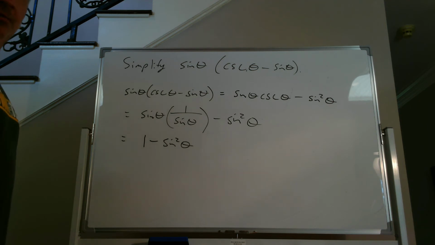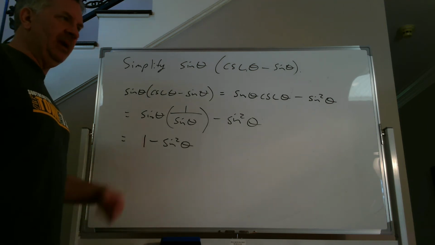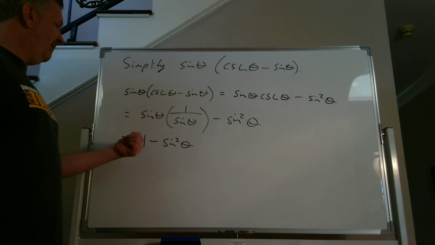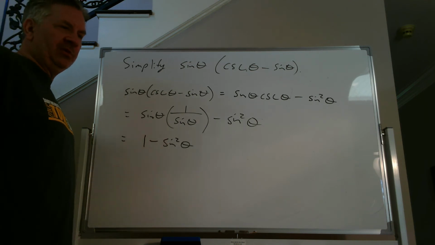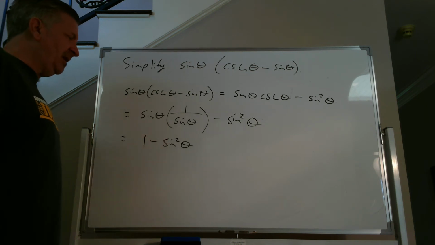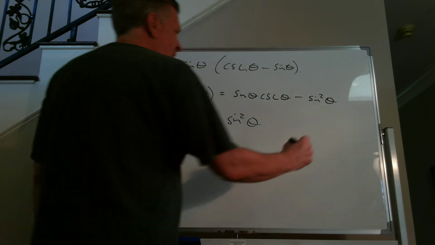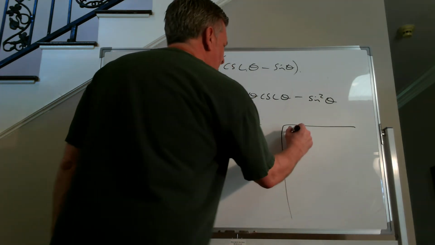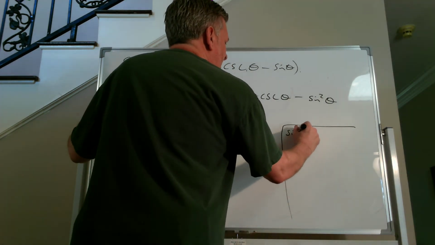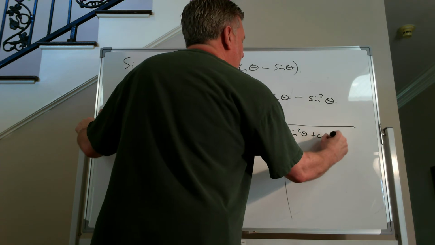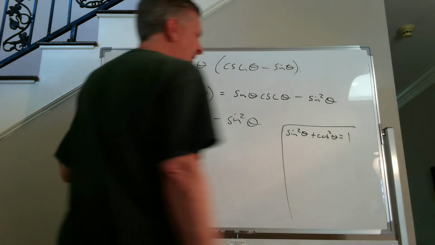Now that's not the end of the problem. As I mentioned at the beginning of the section, I have a 1 and I have a sine squared in this expression. That makes me think Pythagorean identity. We have a Pythagorean identity that has 2 of those elements in it. So as scratch work over here, my thinking is, let me write down the identity I know. Sine squared theta plus cosine squared theta is 1. That's the one I have memorized.